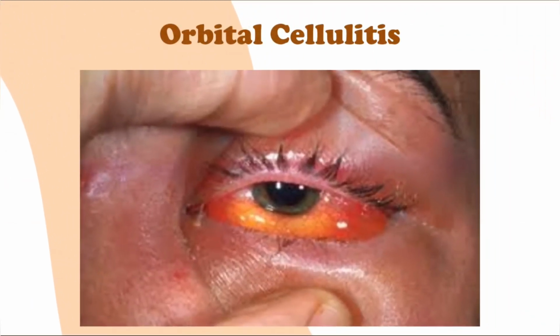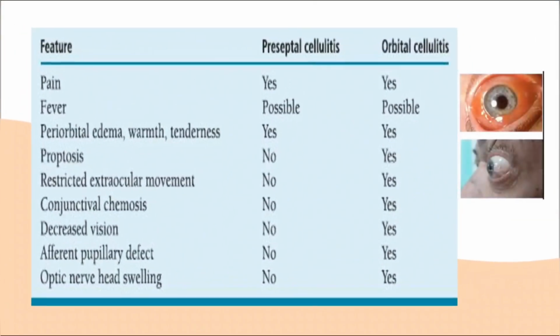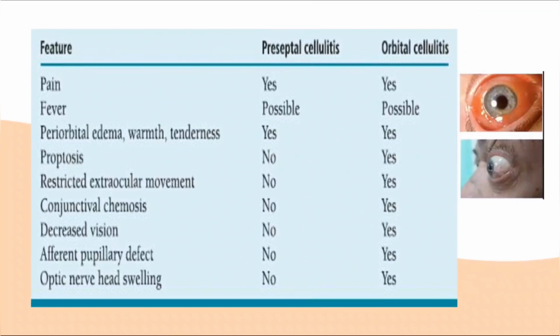So this is orbital cellulitis, in which there is collection of pus in the eye, decreased visual acuity and increased intraocular pressure. So can we differentiate between preseptal, which means periorbital, and orbital cellulitis? Yes. The pain is there for both of them, and fever, both of them, but the edema, warmth and tenderness are usually more common with orbital cellulitis.